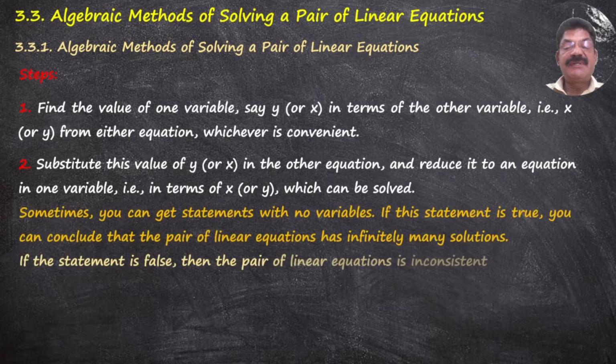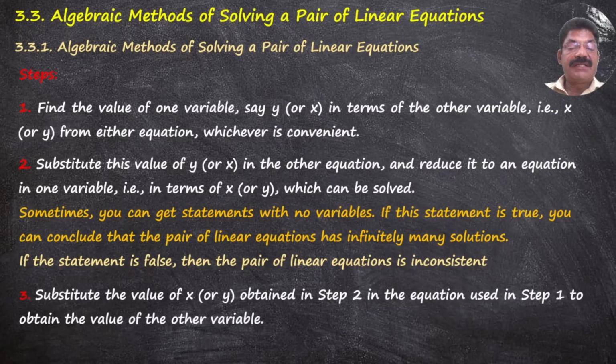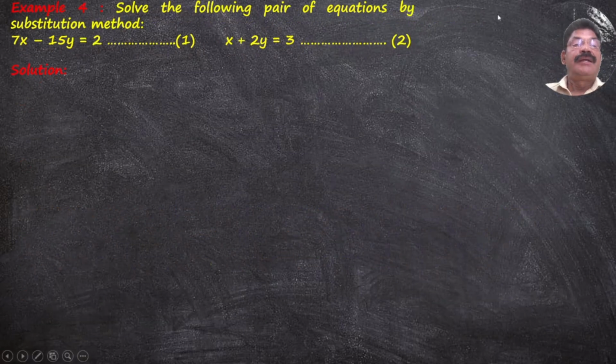Sometimes you can get statements with no variables. If this statement is true, you can conclude that the pair of linear equations has infinitely many solutions. If the statement is false, then the pair of linear equations is inconsistent. And step 3: substitute the value of x obtained in step 2 in the equation used in step 1 to obtain the value of the other variable. So these are the 3 steps involved in the algebraic method of solving a pair of linear equations. It is so simple. You will realize it when I solve problems.